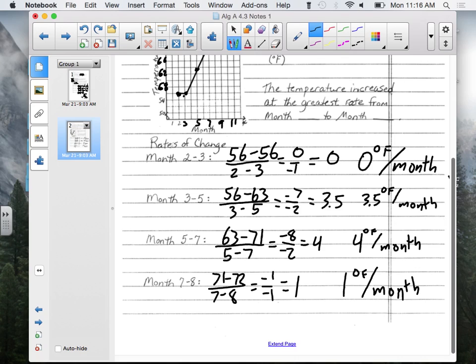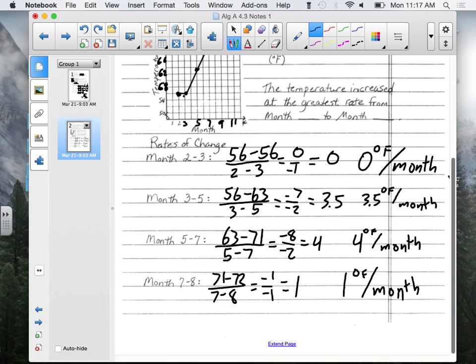Alright, so most everyone's done doing this, so we found the rates of change for our four intervals, that's what we decided there would be, right? So for the first one, it was 0 degrees per month. Next one was 3.5 degrees, the next one was 4 degrees, and then the last one was 1 degree.